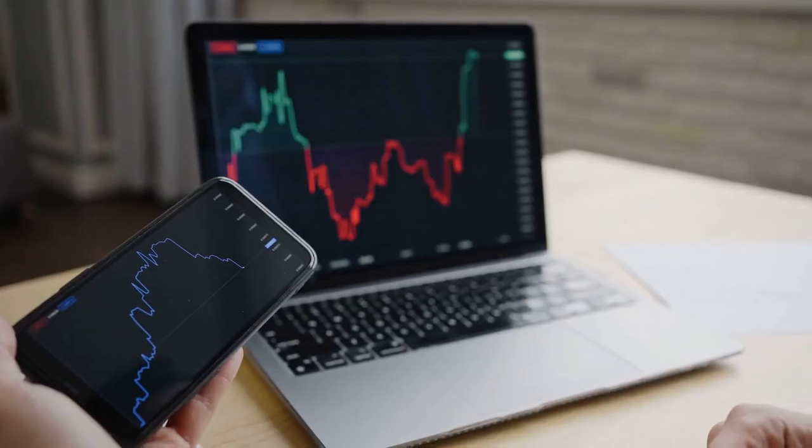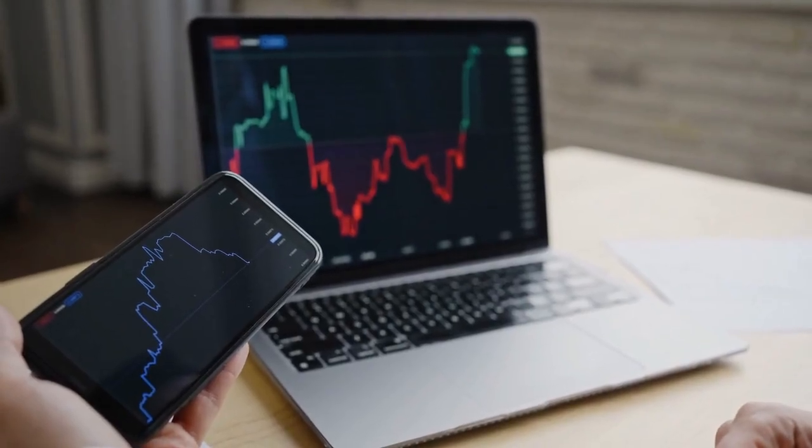Managing your affiliate links is easy too. The platform provides trackable links. This means you can see which products are performing best. Optimize your strategy based on real insights.